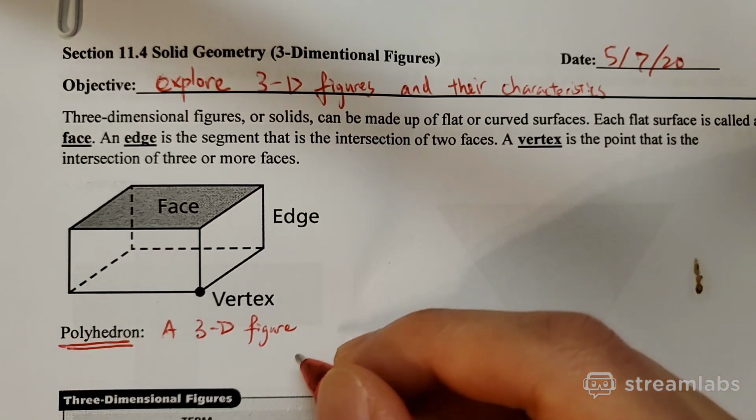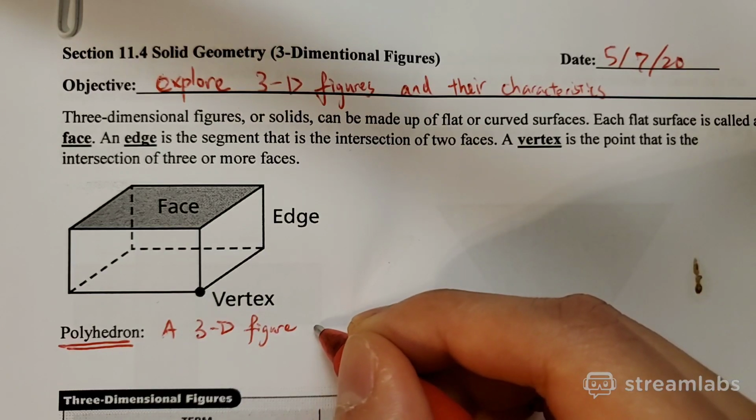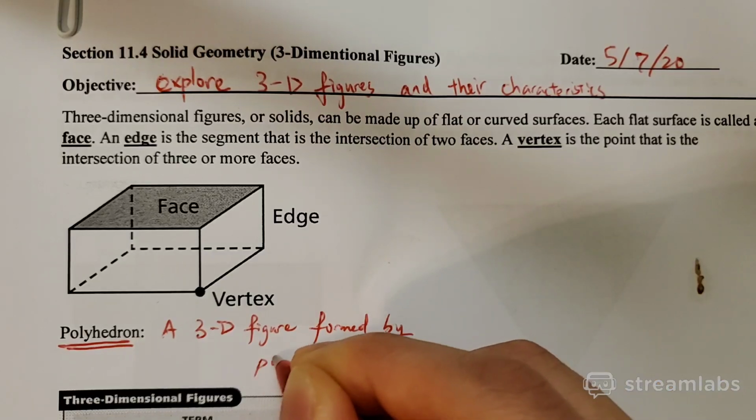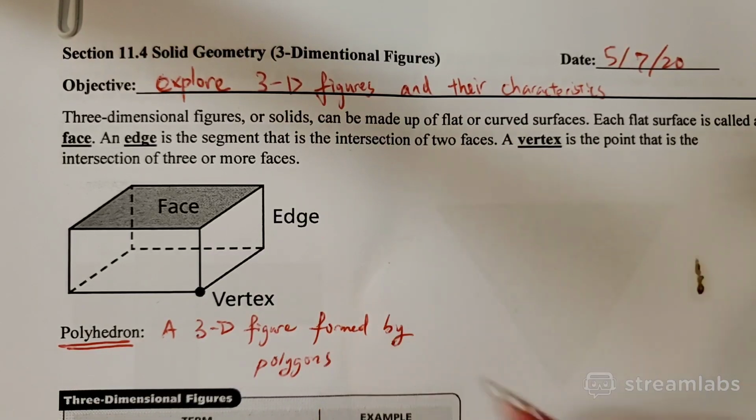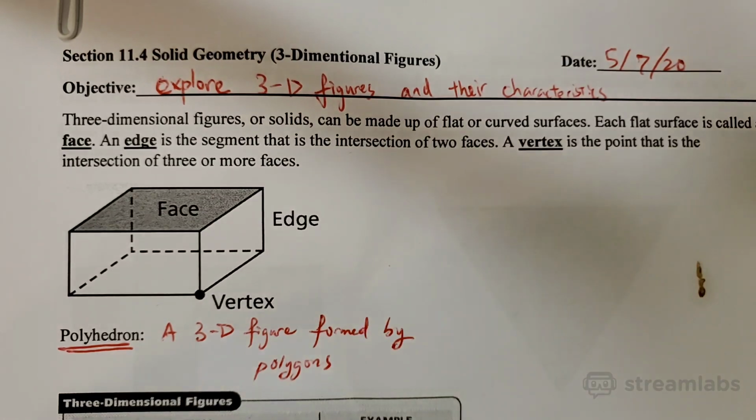3D figure formed by polygons. There are many different ones, okay? If polygon has to be straight, right? It has to have straight sides. It's all good.